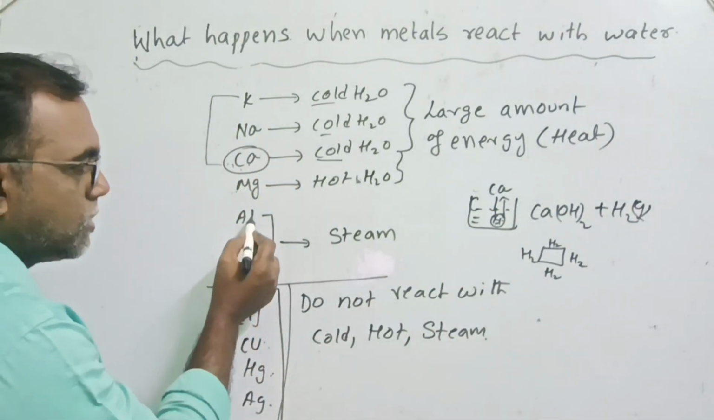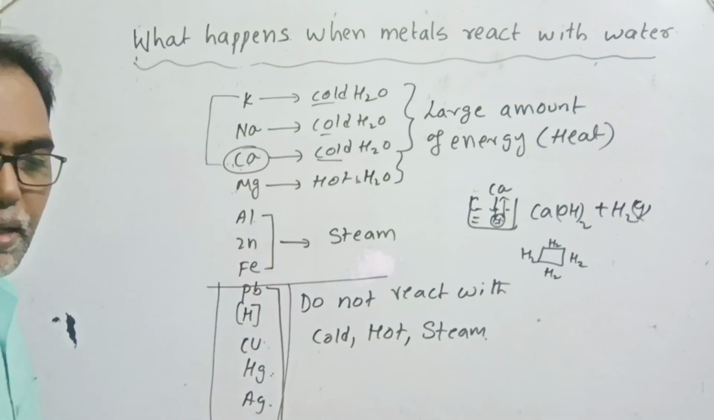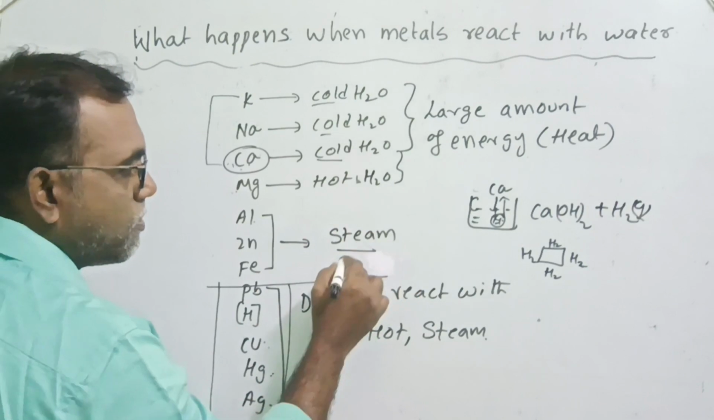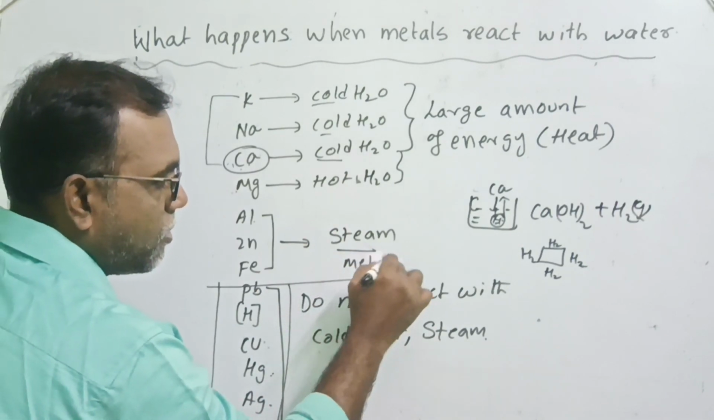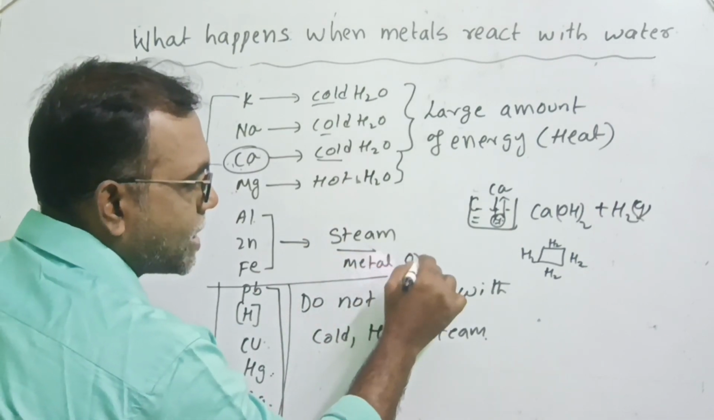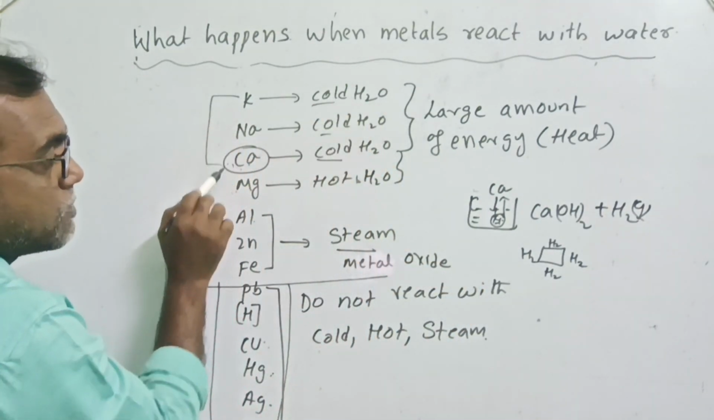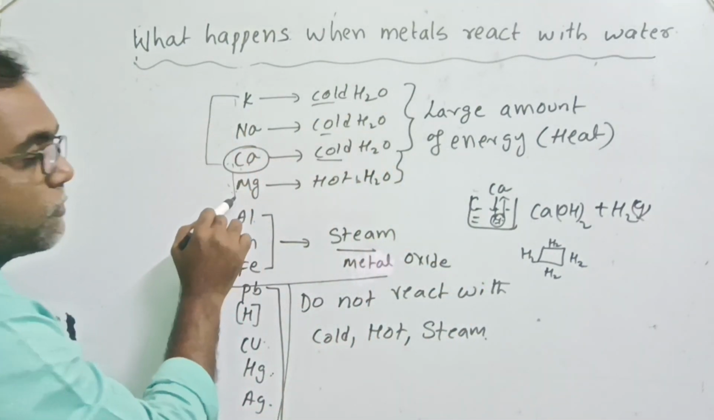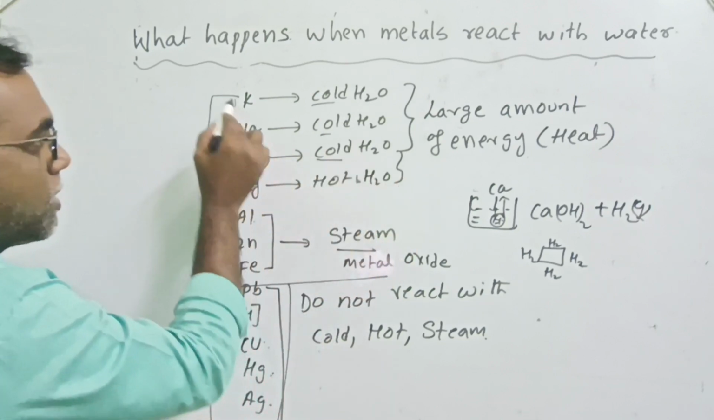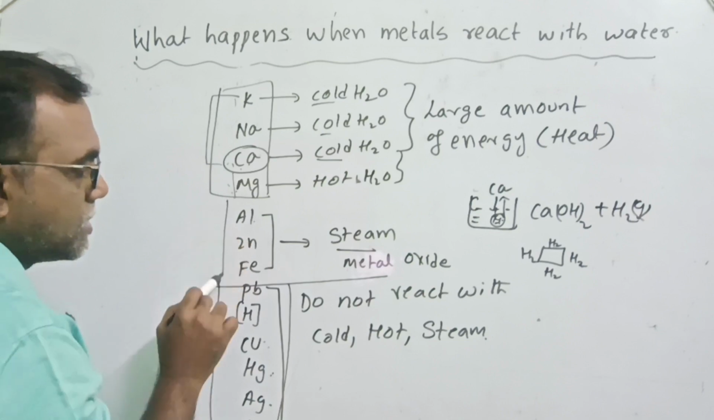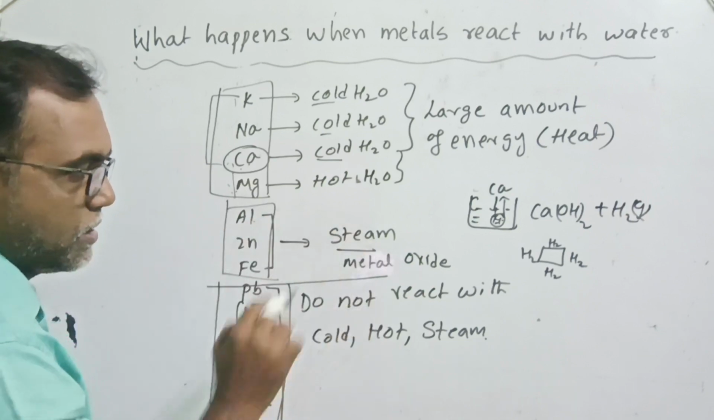And when you come to aluminum, zinc and iron, these metals react with steam and form metal oxide. See, in the above potassium, sodium, calcium, magnesium, you have noticed the formation of metal hydroxides. Okay, the first four form metal hydroxide. Okay, the next three form metal oxide. That you have to remember.